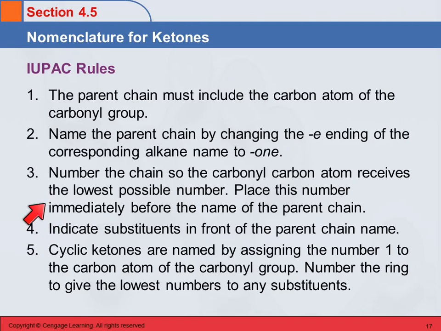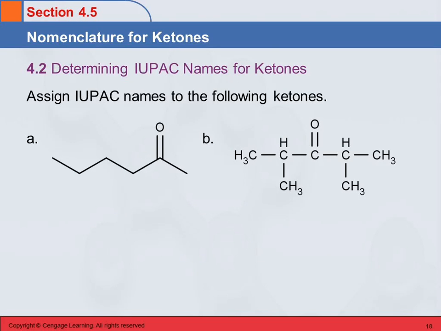Here we do have to include the number because the carbonyl group is going to be in the middle somewhere. It can be in various places, so we have to indicate it. Then we put the substituents in front. If we have cyclic ketones, this is not a ring attached to a ketone. This is a ketone attached directly to the ring. Then that group, with the carbonyl group, is number 1. So let's look at some examples.